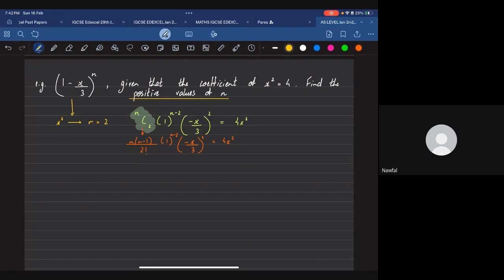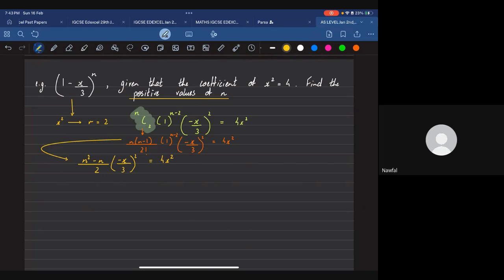Now we can solve it. How do we solve it? n times n minus 1 is going to become n squared minus n. 1 raised to the power n minus 2 is going to be 1, so it doesn't really matter. So technically you're going to have this over 2, and this is going to be (minus x over 3) whole squared is equal to 4x squared. That is what you're going to have.